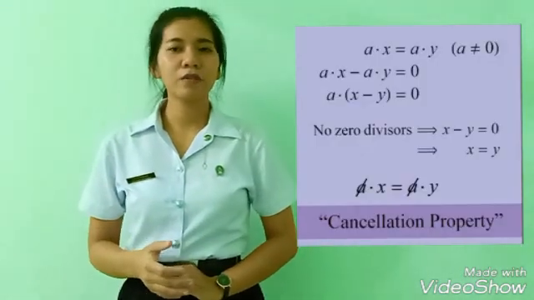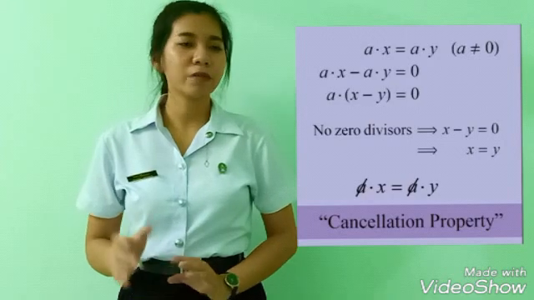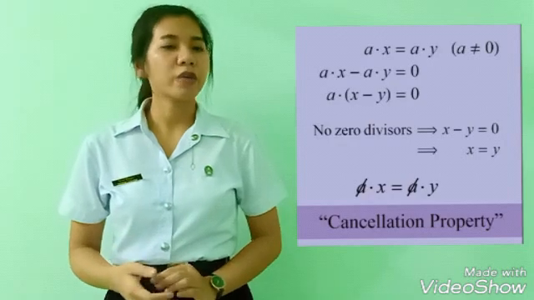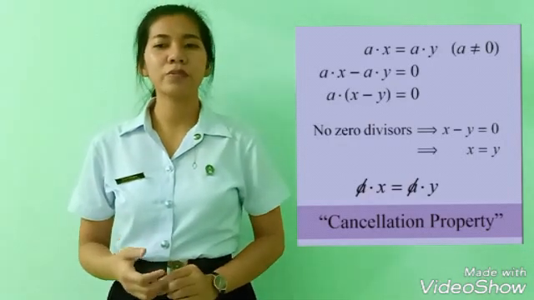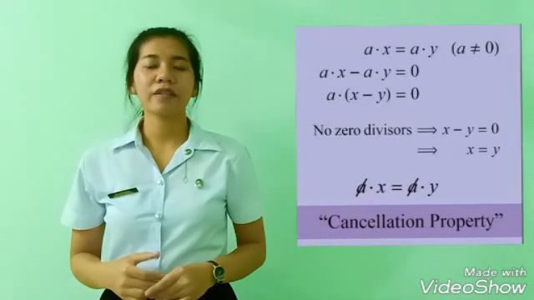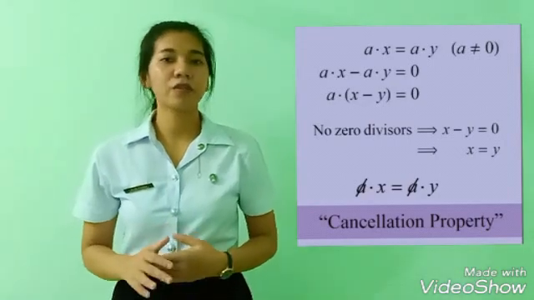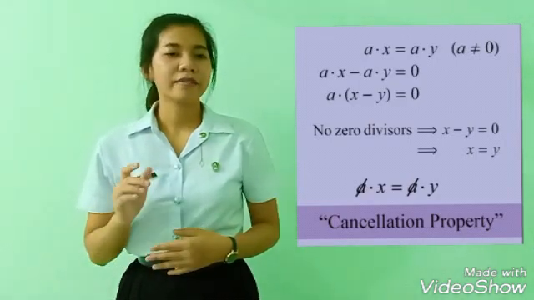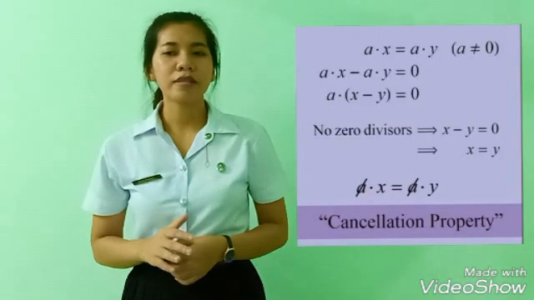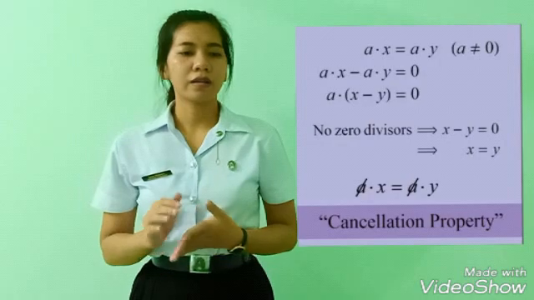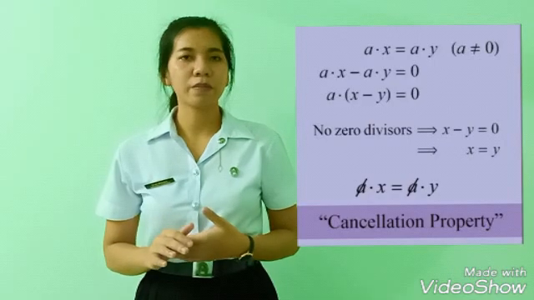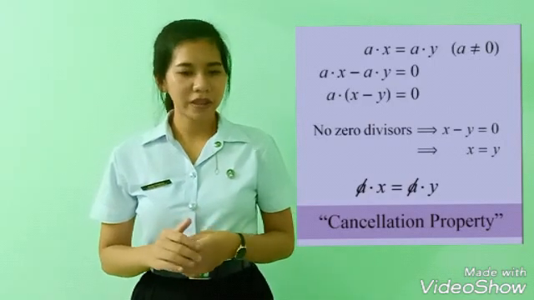What about the cancellation property? To find out, suppose a times x equals a times y in some ring R and a is not 0. If we get everything on one side, we can factor out a using the distributive property. If the ring R does not have any zero divisors, then we know that x minus y must be 0 because a is not 0. And this implies that x equals y. In other words, we can cancel a from both sides. So another benefit of an integral domain is the cancellation property.